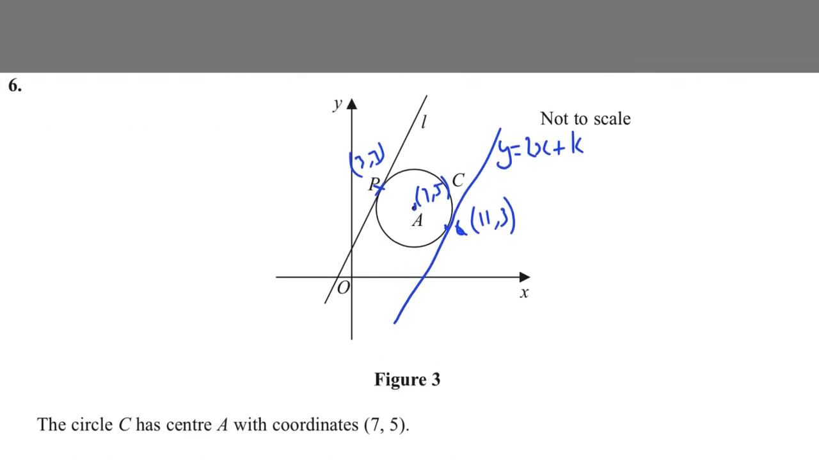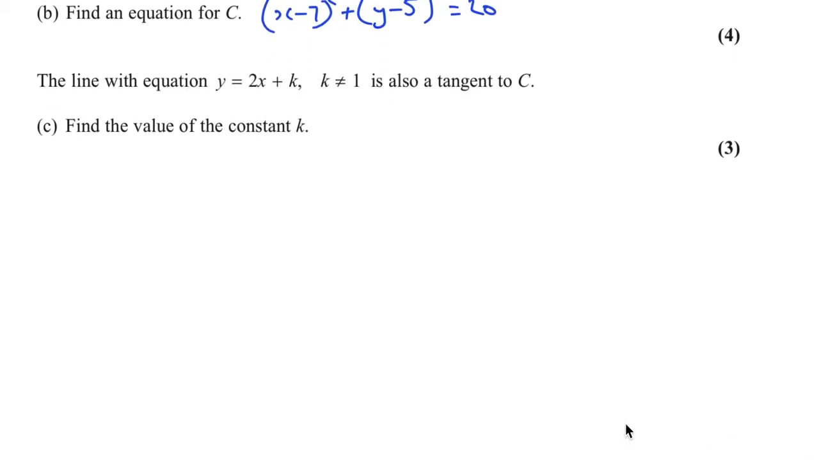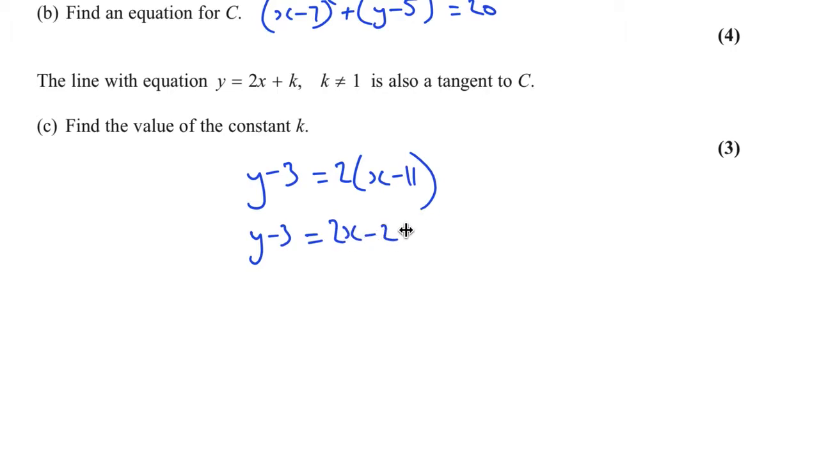So we now know that Q is 11, 3. So if we do y minus y1 equals m(x minus x1) again, using the gradient of 2, we can do that: y minus 3 is equal to 2 lots of x minus 11, and just expand the bracket. So y minus 3 is 2x minus 22. Y is going to be 2x minus 19. So k is negative 19. That's all they wanted for that one.